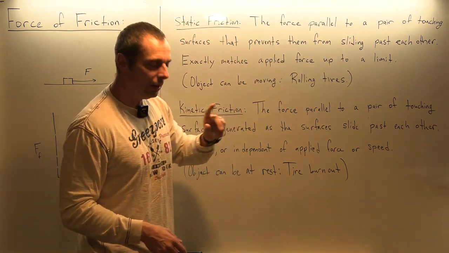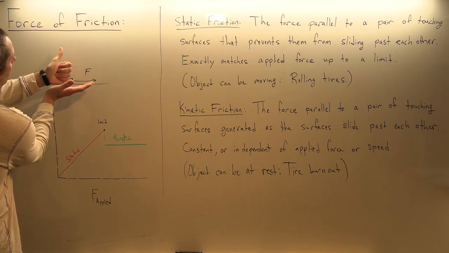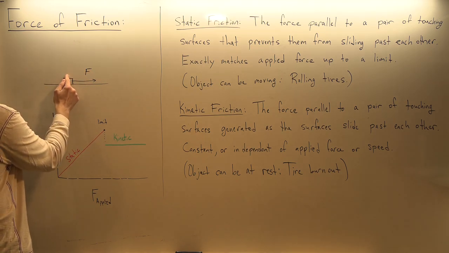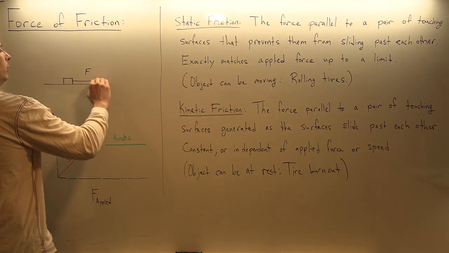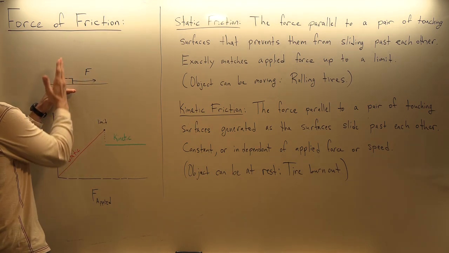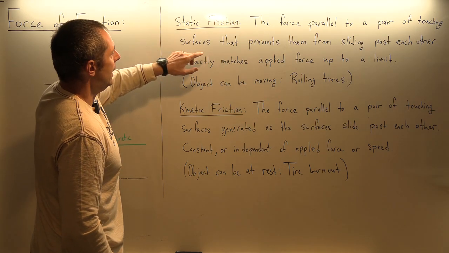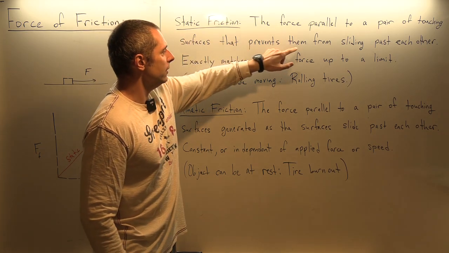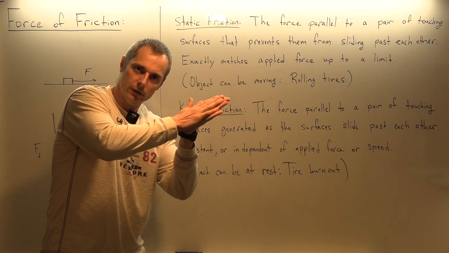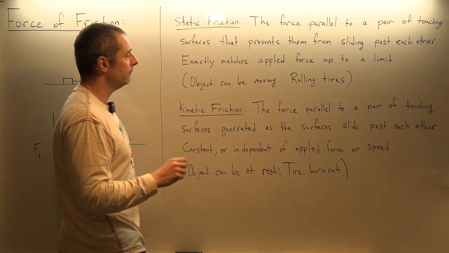And it's the force parallel. Remember, in the last video, we learned the normal force was the surface preventing something from breaking through it. So it pushes perpendicular to support something. That's normal force. Now if I pull like this, friction is the opposite way, parallel to the surface, not normal or perpendicular, parallel to the surface. Okay? And static prevents them from sliding past each other. The surfaces are rooted together. It exactly matches the applied force up to a limit.